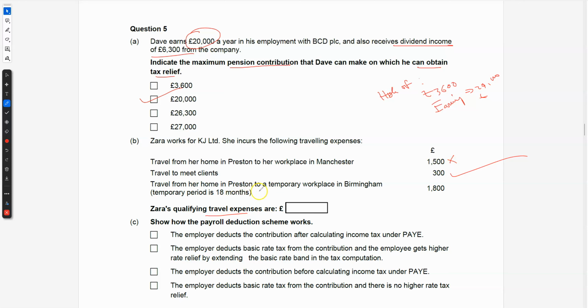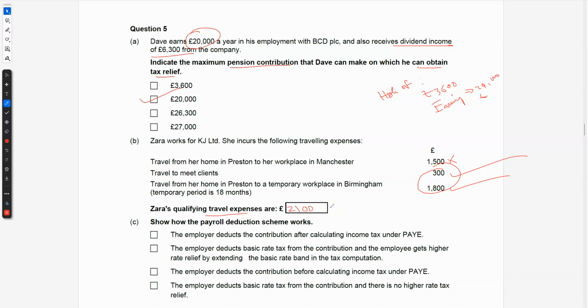Travel from her home in Preston to a temporary workplace in Birmingham, temporary for 18 months. Yes, this is also allowable. So if it is temporary, it is allowable. But remember that if it is a permanent place, if you go every day to work from your home and this is your permanent place of work, this is not an allowable expense. So we have only two. 1,800 plus 300 is 2,100.